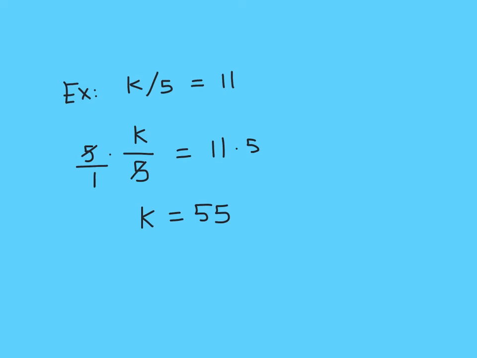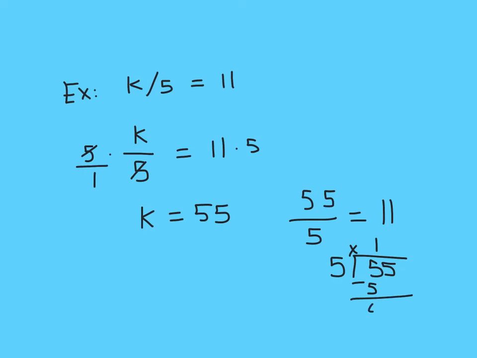Putting it back into our equation, 55 divided by 5 is equal to 11. Let's go ahead and work that out. 55 divided by 5. 5 goes into 5 one time. 5 minus 5 is 0. Bring down the 5. 5 again goes into 5 one time, which is 11. So we're correct. Our variable k is equal to 55.